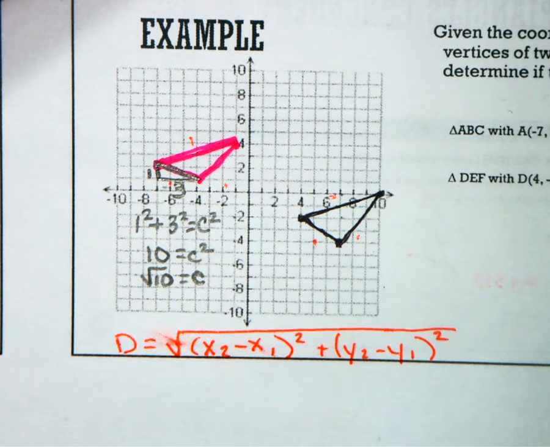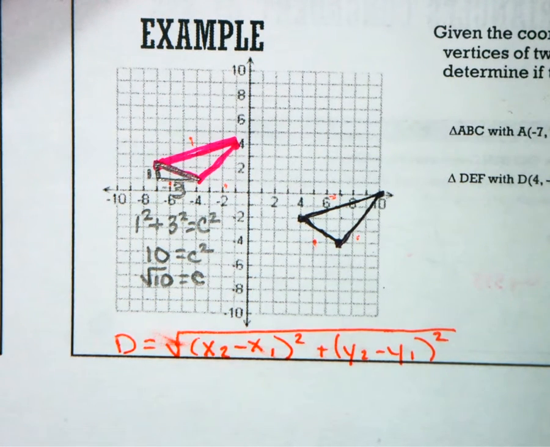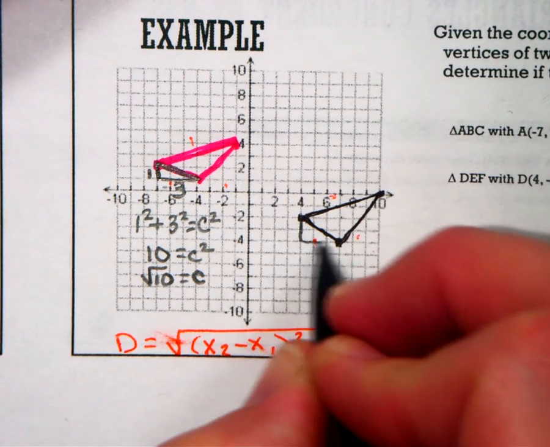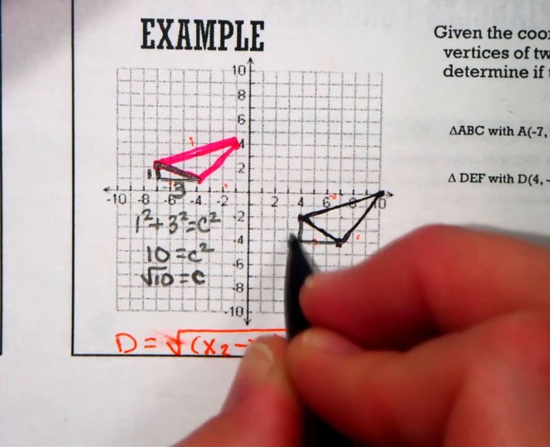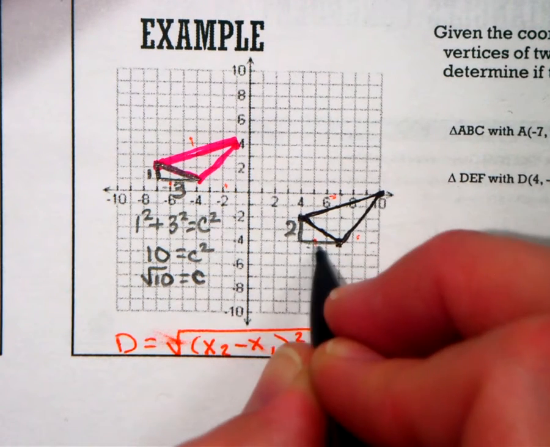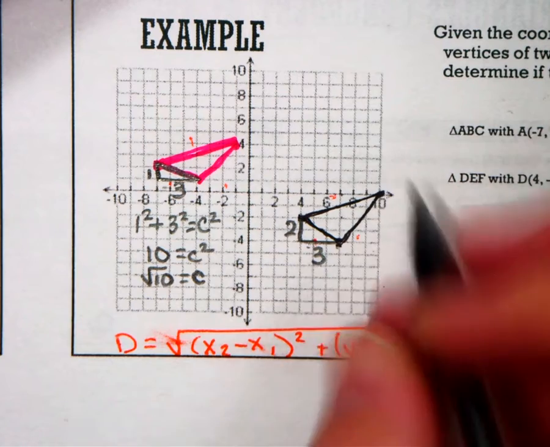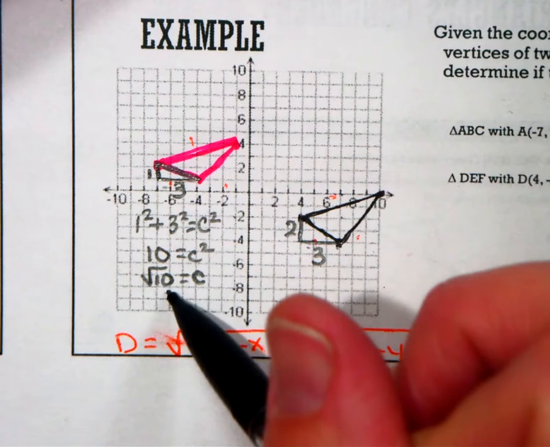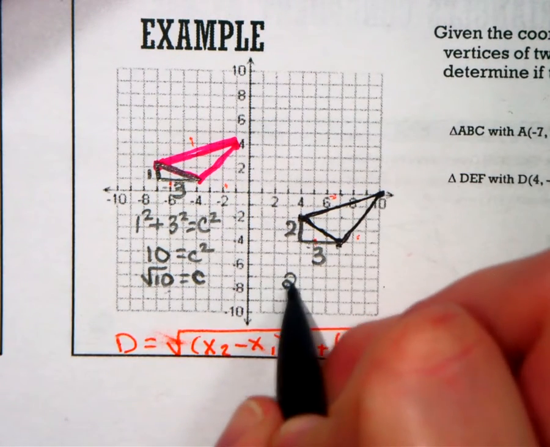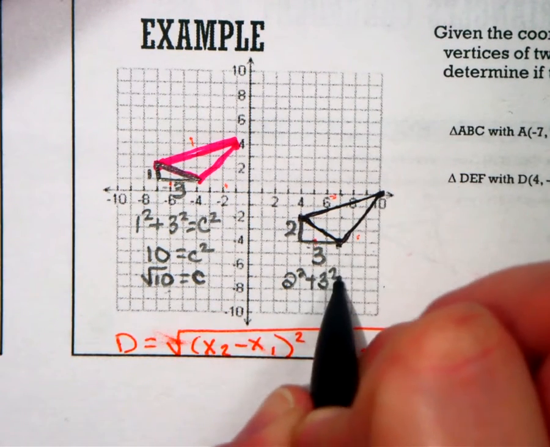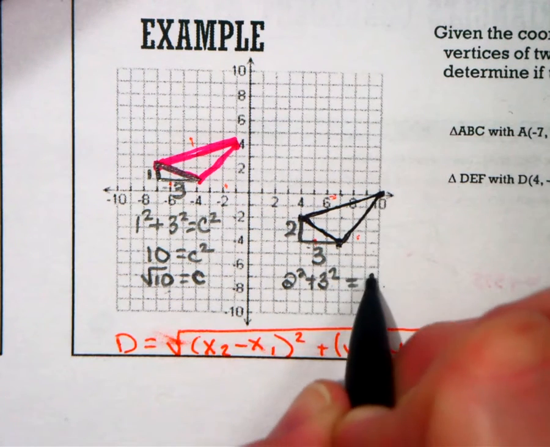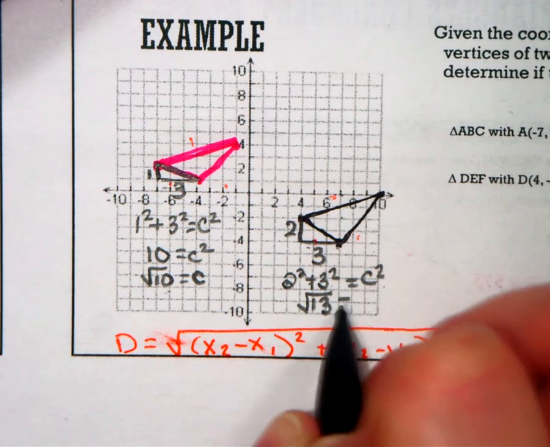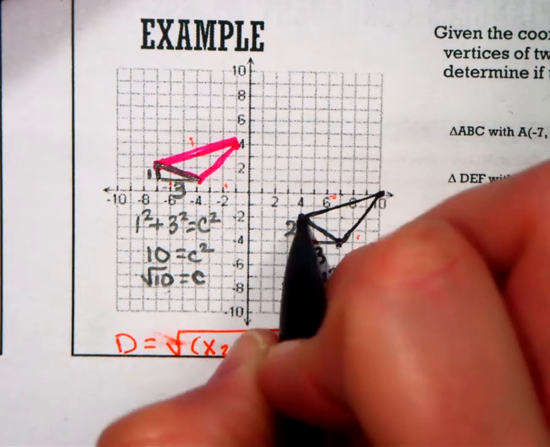Now when I go to compare it to the other triangle, which has the same side, I'm going to make my right triangle over here. This is 2, and this is 3. If I were to do the Pythagorean theorem with 2 and 3, would I get the square root of 10? 2 squared plus 3 squared, that's 4 plus 9, that's 13. So I would get the square root of 13 here. So this side is the square root of 13.